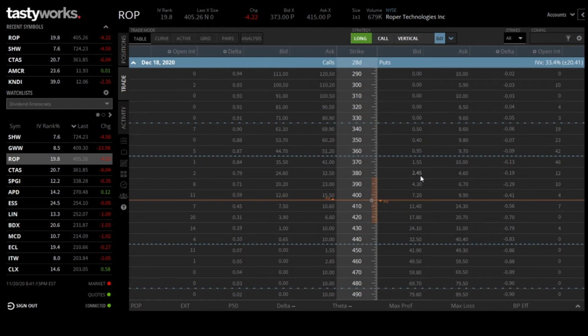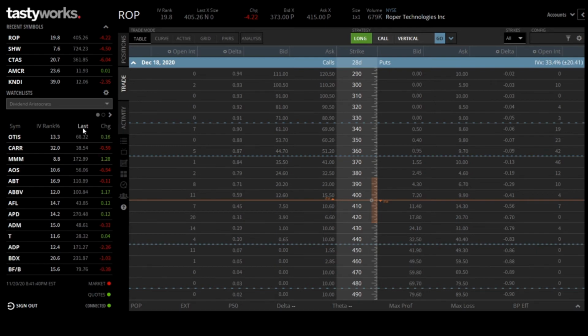Again, like Roper, the only bad thing about these guys is that I really hate these wide bid ask spreads. You're probably getting ripped off every time you trade it. But again, every strategy and every stock has its own pros and cons. And then let's look at the other side.